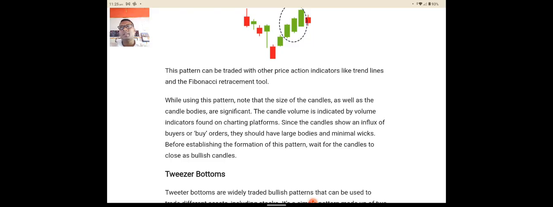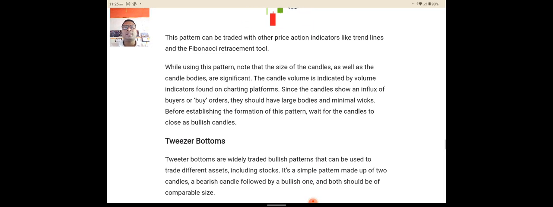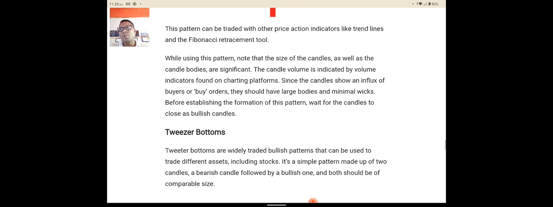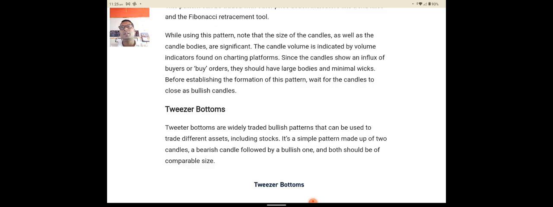While using the patterns, note that the size of the candle as well as the candle's bodies are significant. The candle volumes are indicated by volume indicators found on charting platforms. Since the candles show an influx of buyers or buy orders, they should have large bodies and minimum wicks. Before establishing the formation of these patterns, wait for the candles to close as bullish candles. Okay, wait and trade.